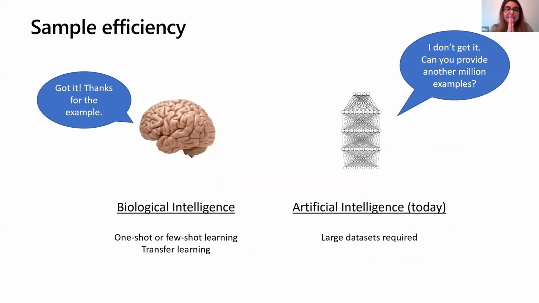One other thing is sample efficiency, particularly around training. Humans are really efficient: if they see one sample, the next time they see it, they know what that is. But for artificial intelligence, at least as of today, a large data set is needed in order to train these models.